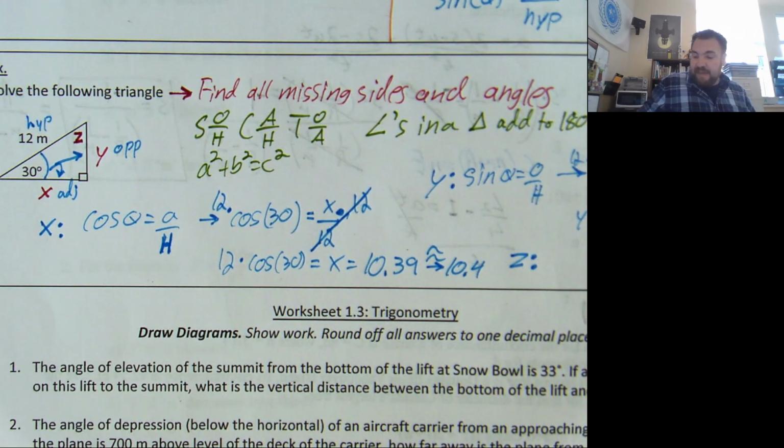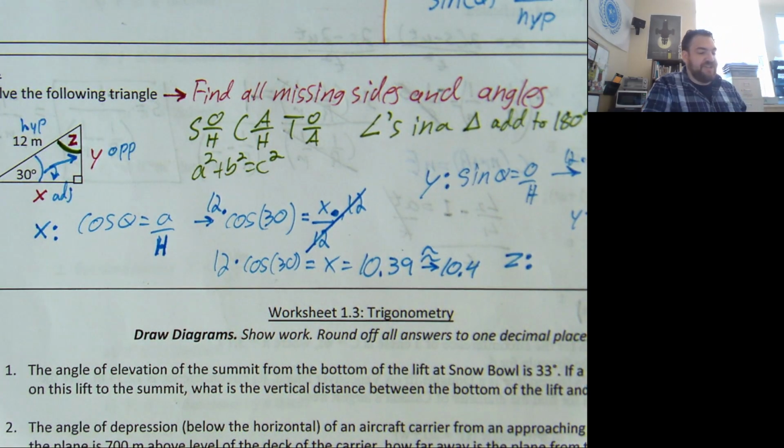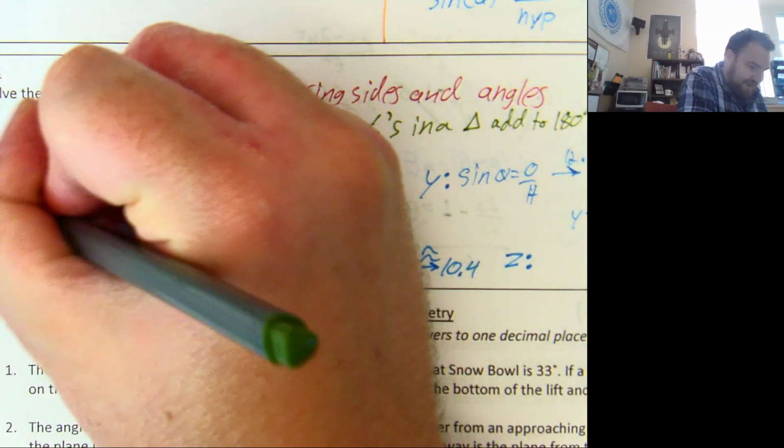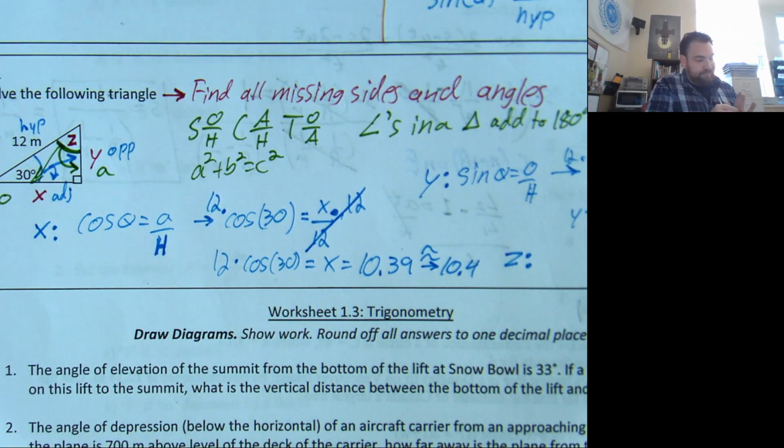If I'm looking at this angle now, how we label opposite and adjacent is going to change because I'm changing the angle. If Z is the angle that we're looking at, then this side becomes the opposite, and this side becomes the adjacent. The hypotenuse stays the same.